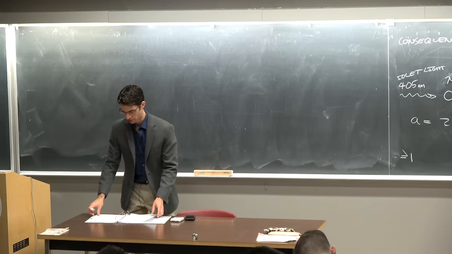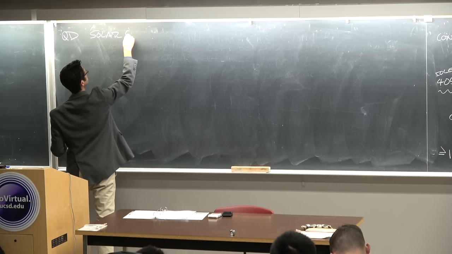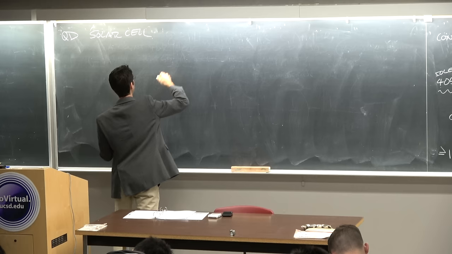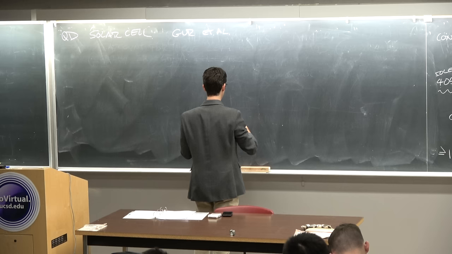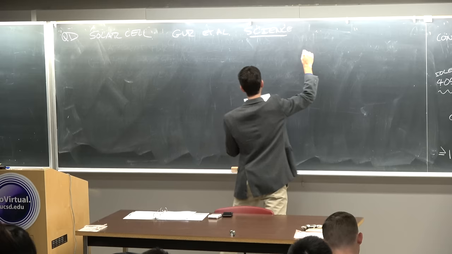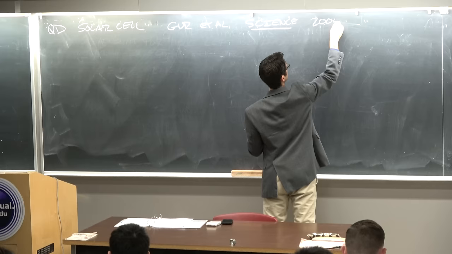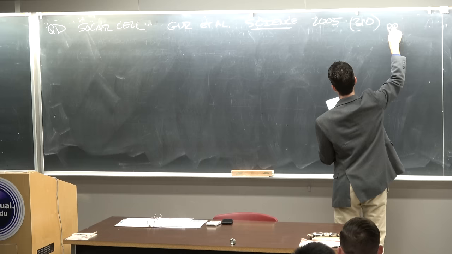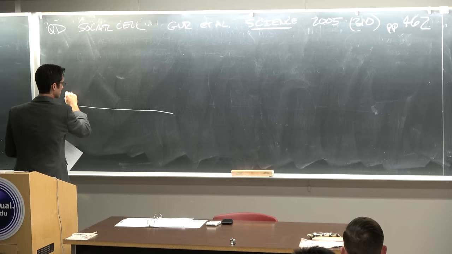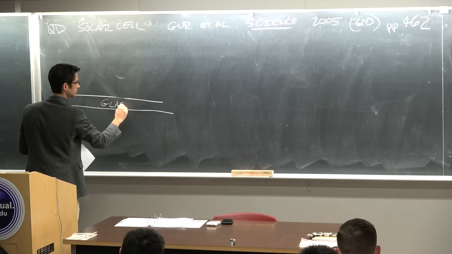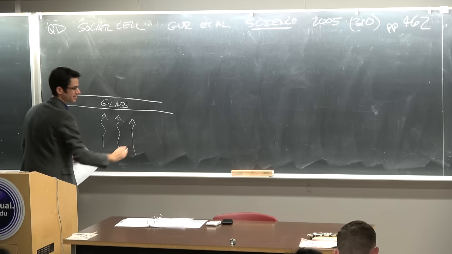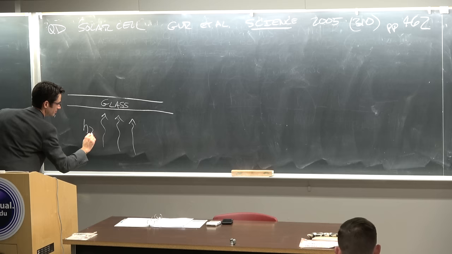Quantum dot solar cells were published first by Gur et al. This was published by Alivisatos' group at Berkeley in the journal Science, 2005, volume 310, page 462. And what they did was they built a solar cell on glass. In the solar cell literature, the light always comes from the bottom. So the sunlight comes from the bottom.